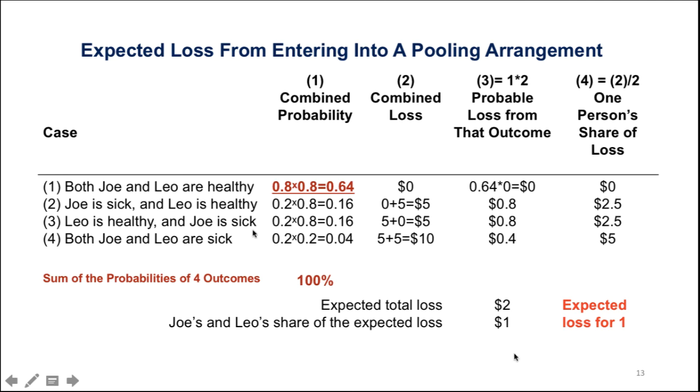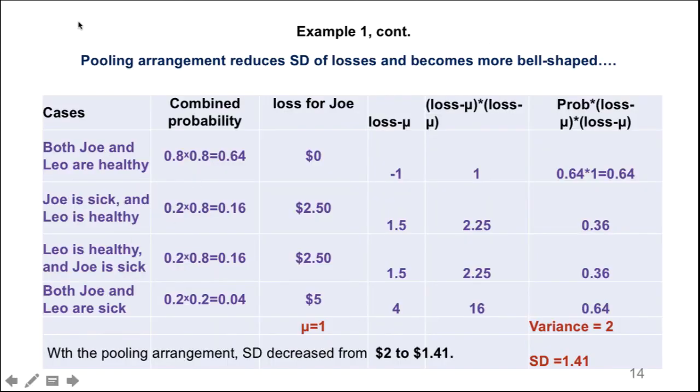Now, in the next slide, we look at the standard deviation. We have the combined probability, we have the loss for Joe, and then we have the differences based on the loss minus the expected value of mu. Then we look at the square of the loss and multiply the probability by the expected loss, and we get the variance here. The standard deviation is the square root of the variance, which is 1.41.